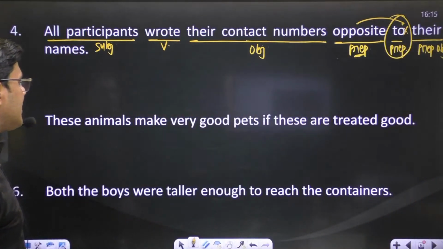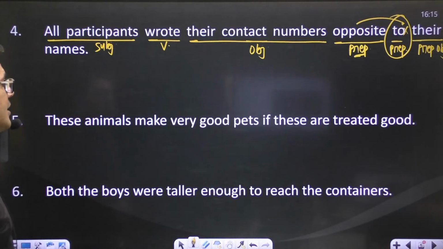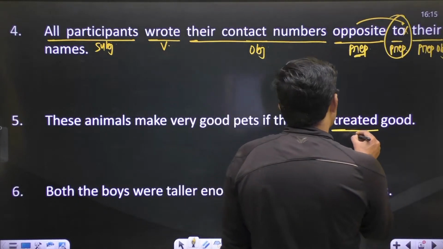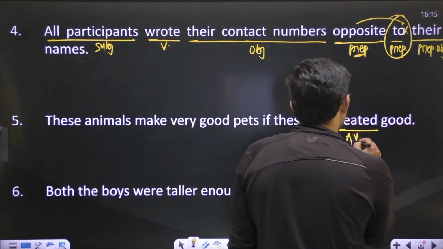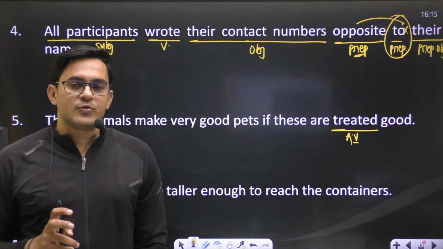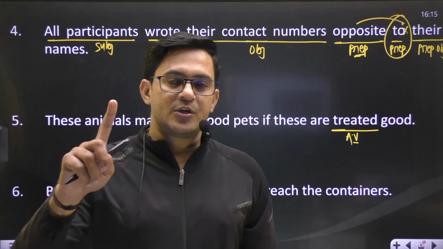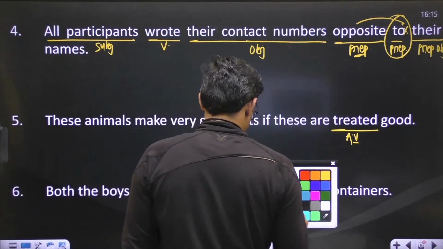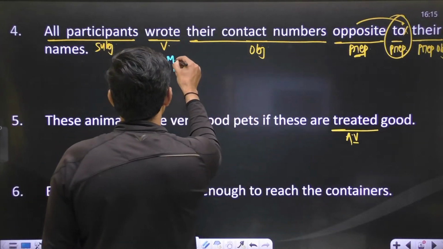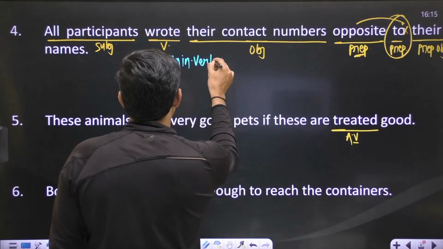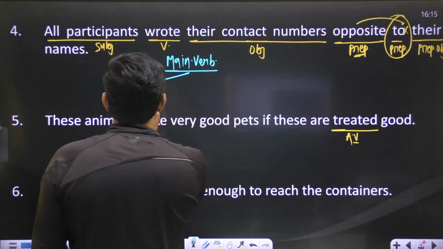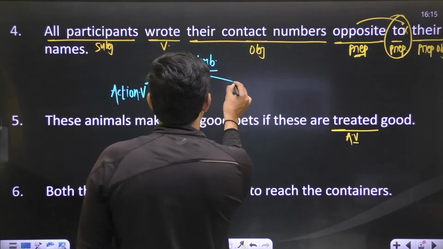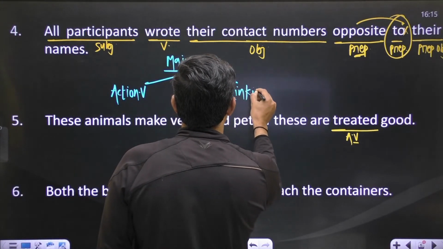These animals make very good pets if these are treated good. Okay, do you know this verb treated is an action verb? Verbs are of two types. If you talk about main verbs, then main verbs are of two types. One is action verb, and the second one is linking verb, right?